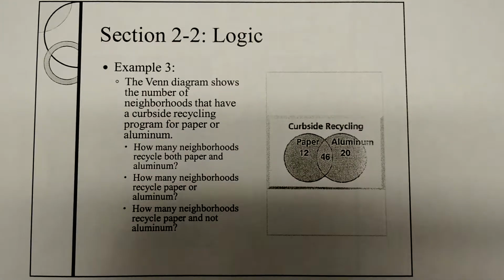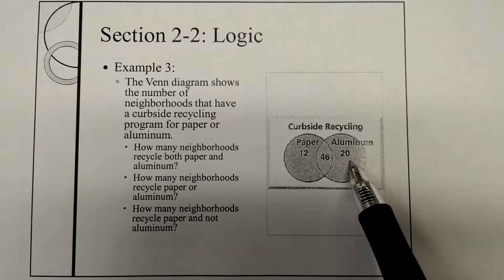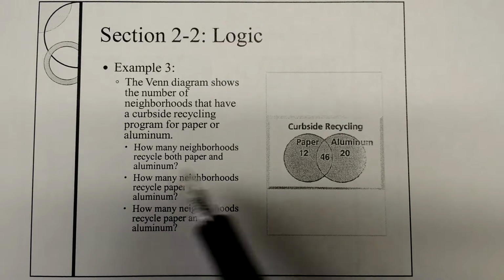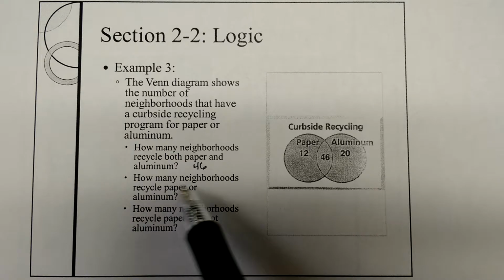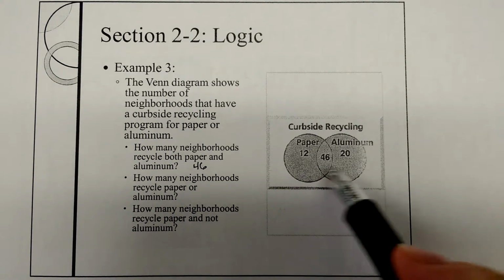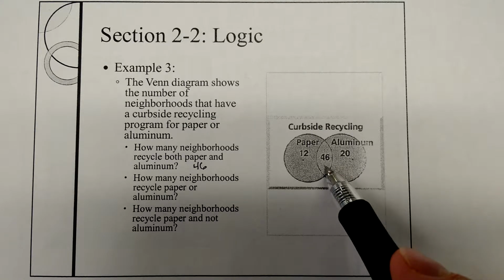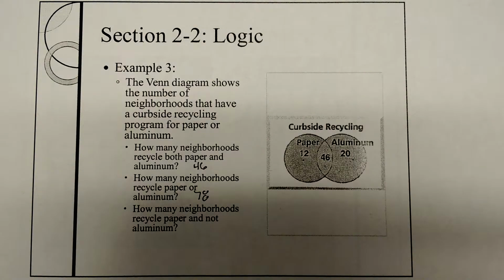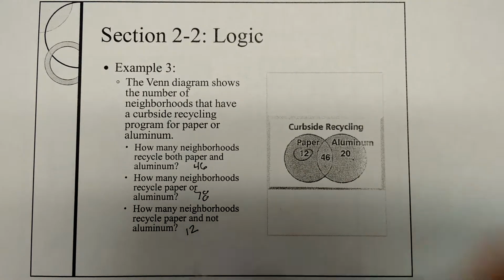You can also use Venn diagrams to represent them. So here's your Venn diagram. 12 neighborhoods recycle only paper, 20 recycle only aluminum, 46 recycle both. How many neighborhoods recycle both paper and aluminum? Well, that's the center area, so there's 46. How many neighborhoods recycle paper or aluminum? That's actually all of them, because these recycle paper, these recycle aluminum, and these recycle both, so that's 78 total neighborhoods. How many neighborhoods recycle paper and not aluminum? That's just the paper group.